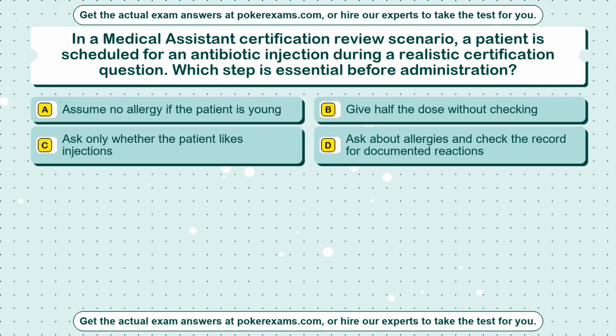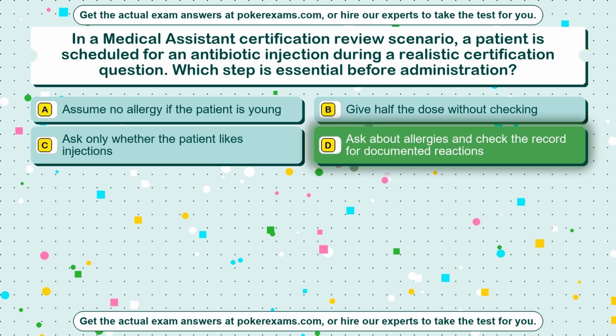Question 41. In a medical assistant certification review scenario, a patient is scheduled for an antibiotic injection during a realistic certification question. Which step is essential before administration? Option A, assume no allergy if the patient is young. Option B, give half the dose without checking. Option C, ask only whether the patient likes injections. Option D, ask about allergies and check the record for documented reactions. The correct answer is option D, ask about allergies and check the record for documented reactions.